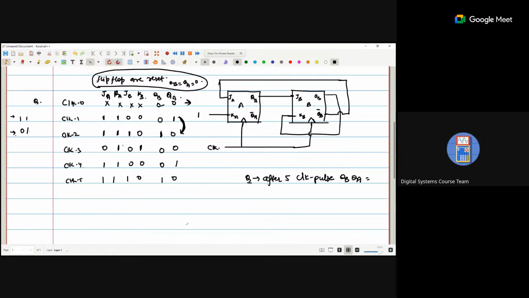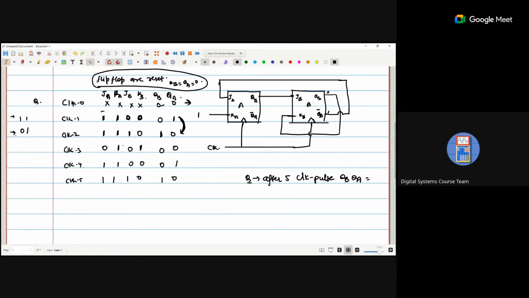Now, if it is 0, 0, when QB is 0, it will be applied at KB. So what is the value of KB? It is 0, before the clock is applied. QB bar is 1 because QB is 0, so it will go to J. K is fixed, that is 1. And JB is connected with QA. QA is 0, so JB is also 0.